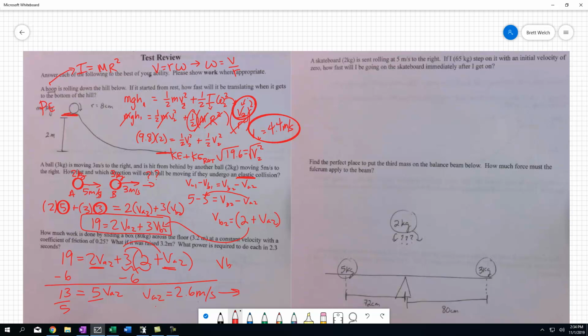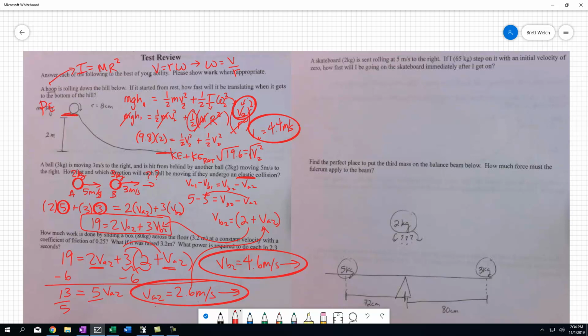For VB2, we look at taking 2.6 and plugging it in there. VB2 is 2 plus the VA2, which would make it 4.6 meters per second. Again, because it's positive, we'll assume it's to the right as well.